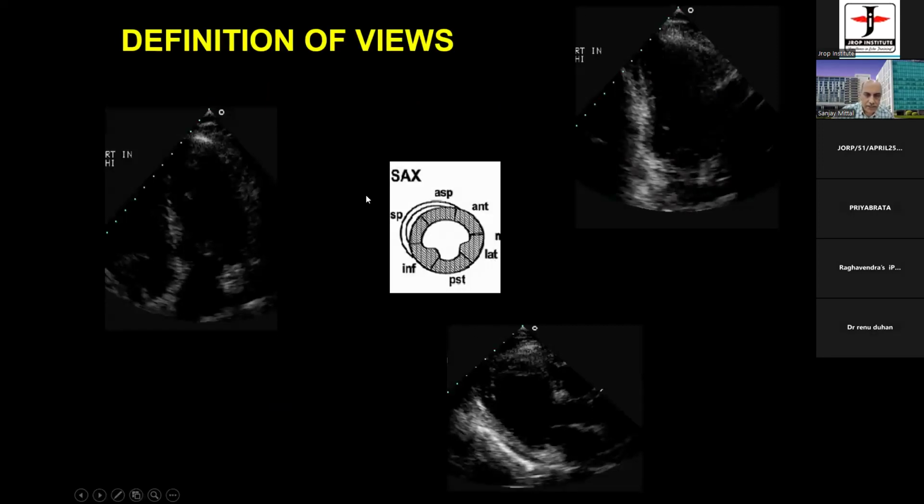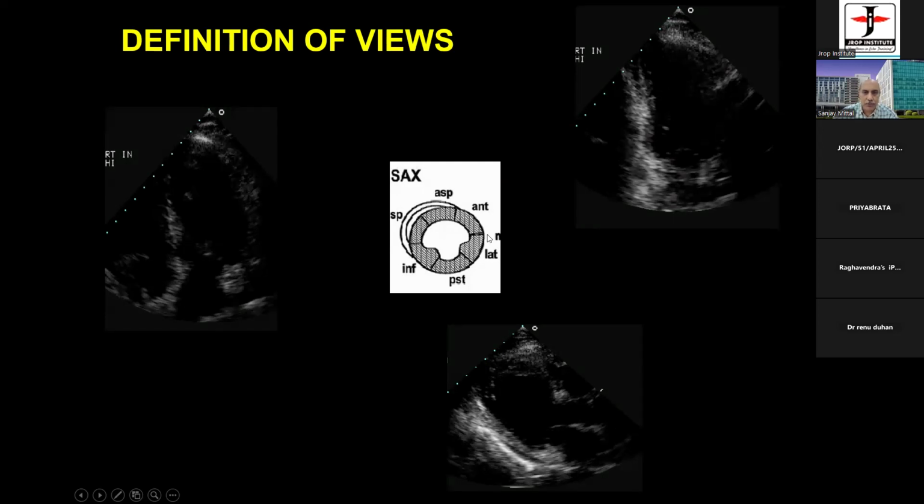If you look at this cartoon in the center, which is a short axis view, we can imagine these are the papillary muscles, the posterior inferior, and on the other side the lateral papillary muscle, the anterolateral. And there are attachments of the right ventricle, the anterior portion as well as the posterior portion. So let's look at the transposition of this short axis view into the other bread and butter views.